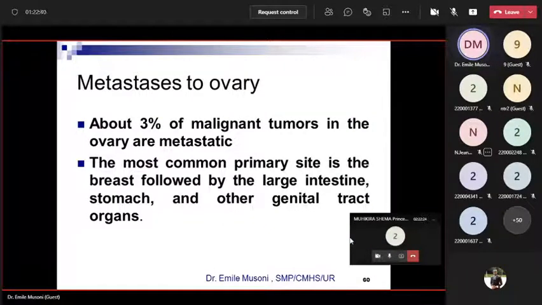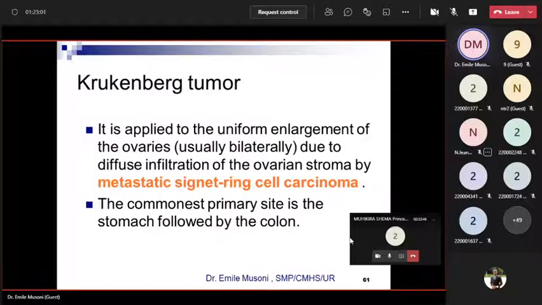Metastasis to ovary. About 3% of malignant tumors in the ovary are metastatic. The most common primary site is the breast, followed by large intestine, stomach, and other genital tract organs. And the most common tumor you must know for today is what we call Krukenberg tumor.